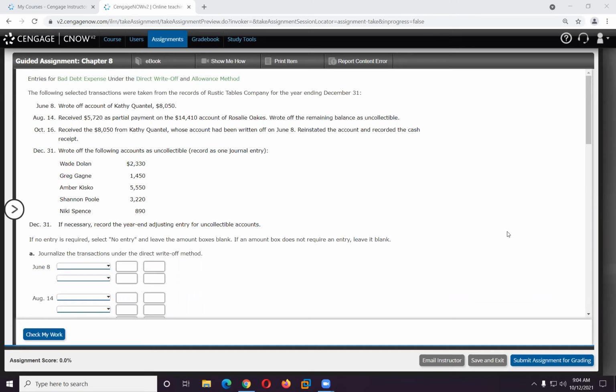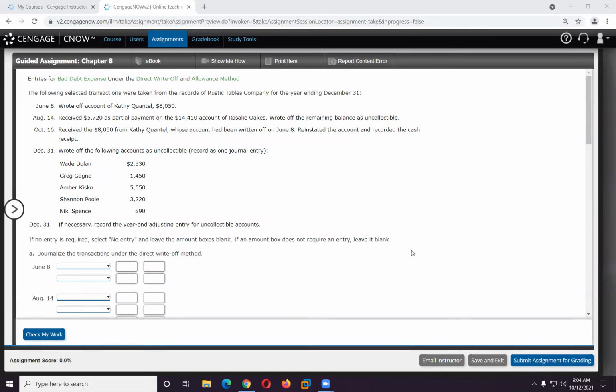Anyway, so let's see. This is entries for bad debt expense under the direct write-off and allowance method. The following selected transactions were taken from the records of Rustic Tables Company. I wonder if they make rustic tables. Just a guess. Anyway, Rustic Tables Company for the year end.